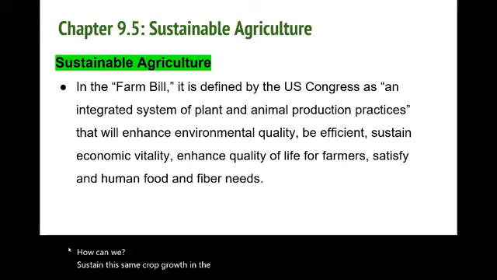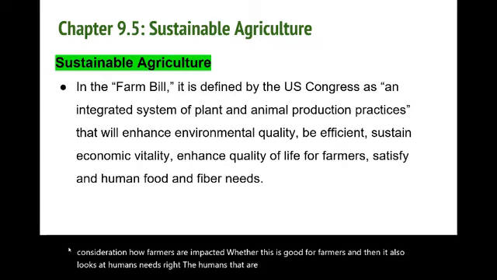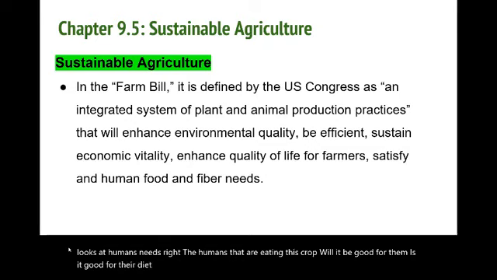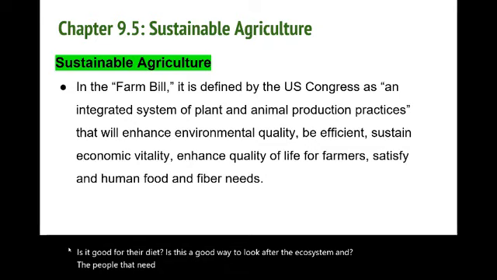How will it affect the economy? It also takes into consideration how farmers are impacted, whether this is good for farmers, and then it also looks at humans' needs, right? The humans that are eating this crop, will it be good for them? Is it good for their diet? Is this a good way to look after the ecosystem and the people that need this product or need this crop? So sustainable agriculture is really thought of as a much better way of growing and producing foods.